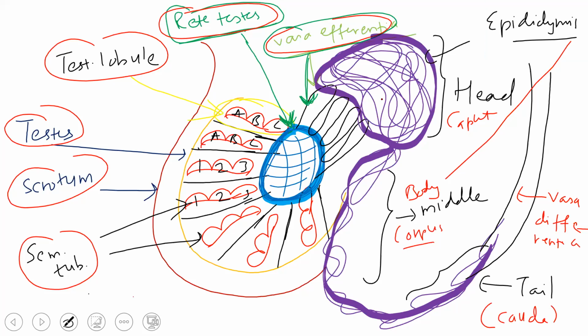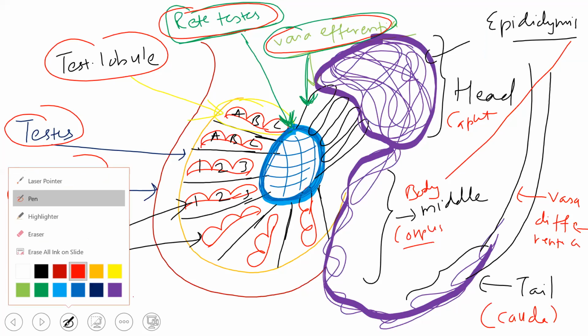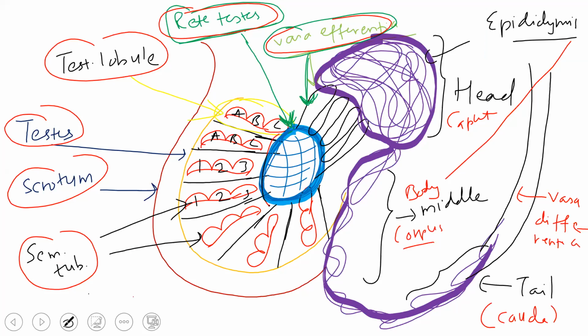Now, next we will go on to start with each of these parts, about the rete testis and all. So as you know, this rete testis as such is closed on one part. Usually this rete testis is closed on this part, but it will be open on this part. Why? It will go into this vasa efferentia. That's why. Okay, so we'll start with each of these.